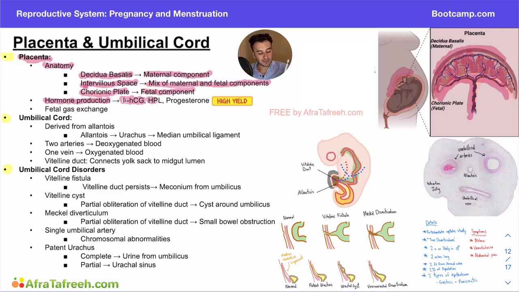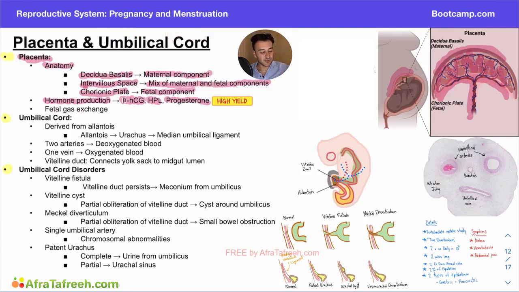We also have human placental lactogen, which is going to be a derivative of human growth hormone, and this is going to lead to growth of the fetus, and it's also going to contribute to insulin resistance in the mother. And then finally we have progesterone, which is going to be produced by the placenta starting around week 10. Prior to that, the progesterone is coming from the corpus luteum in the mother, but in week 10 the placenta is going to take over and make all the progesterone necessary for pregnancy.